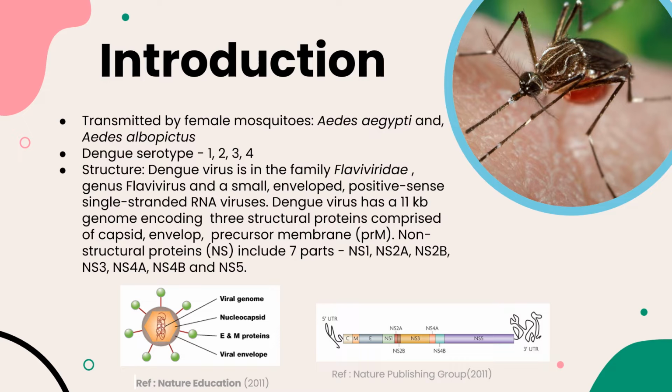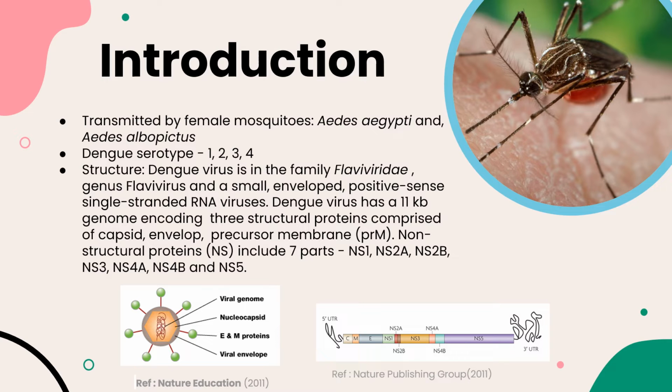Introduction. Dengue infection can be transmitted by female mosquitoes, Aedes aegypti and Aedes albopictus. Dengue virus has 4 serotypes: serotype 1, 2, 3, and 4. Structure. Dengue virus is in the family Flaviviridae, genus Flavivirus, and a small envelope positive sense single-stranded RNA viruses.